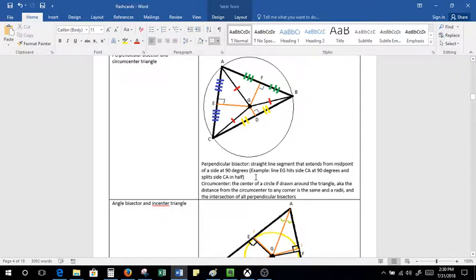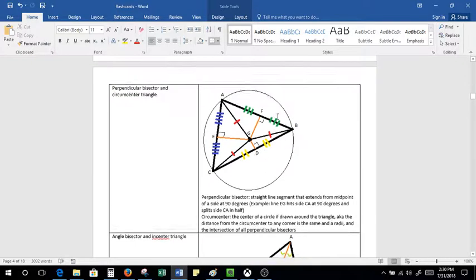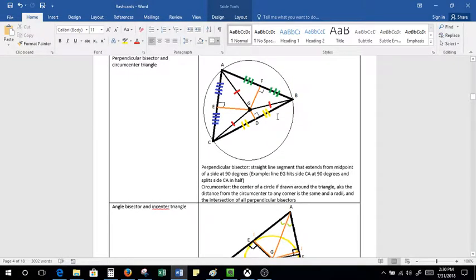I erased the extended portion of it to demonstrate that they're meeting at the circumcenter. So the circumcenter is the center of a circle if drawn around the triangle, and also the intersection of all of the perpendicular bisectors. Additionally, the radii are the length from the circumcenter to a corner, and this kind of gets into the point I was talking about earlier, that the corners all lie on the edge of the circle.